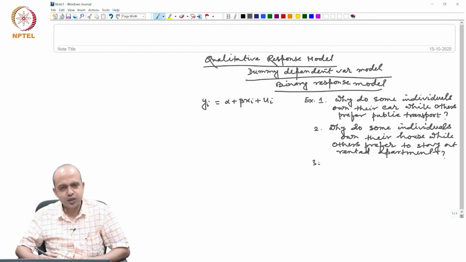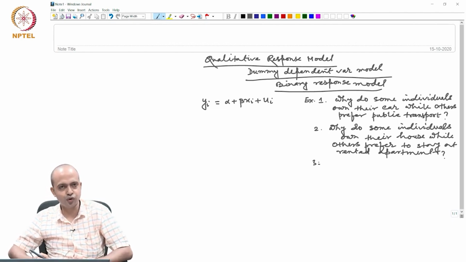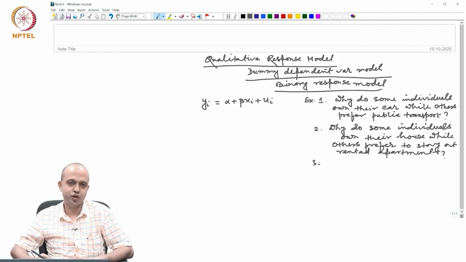Example number 3, suppose several individuals have applied for a loan. Some individuals' loans got approved and some individuals' loans got rejected, and we want to know what the factors are that can determine whether an individual's loan will get approved or not, right. So, basically you will ask the individuals whether their loan got approved, they will say either yes or no, and you have to assign 1 for yes, 0 for no. That means again you are converting qualitative information into quantitative information using the dummy variable.